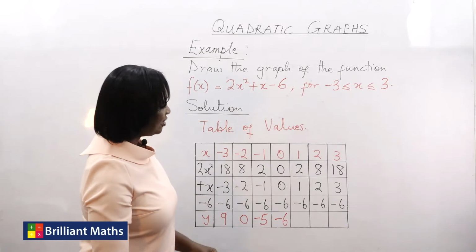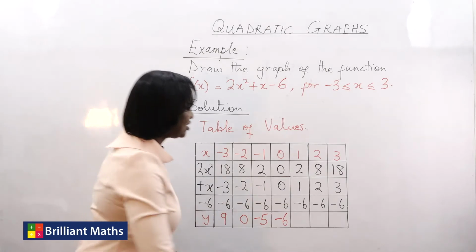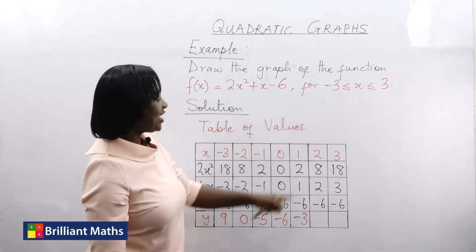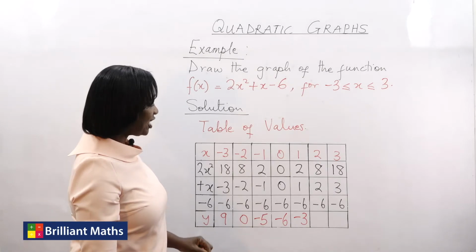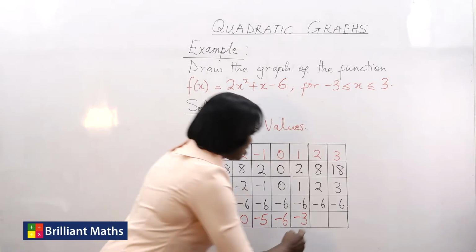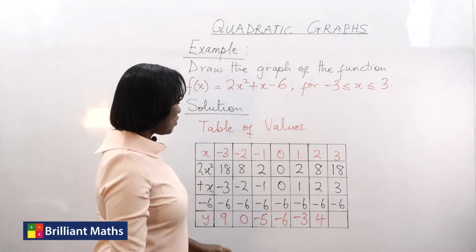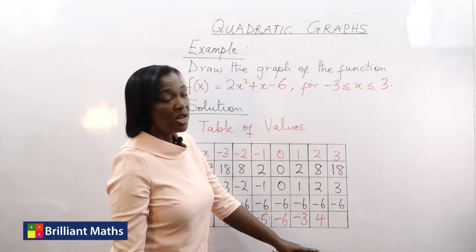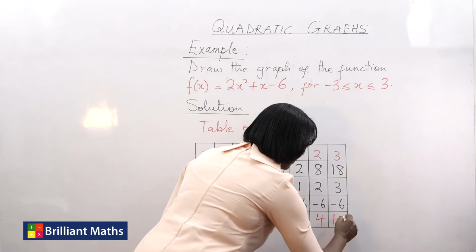When x is 1, 2 plus 1 is 3. 3 minus 6 will be minus 3. When x is 2, 2x squared plus x minus 6 will be 8 plus 2, which is 10. 10 minus 6, which is 4. So when x is 3, y will be 18 plus 3, which is 21. 21 minus 6 is 15.